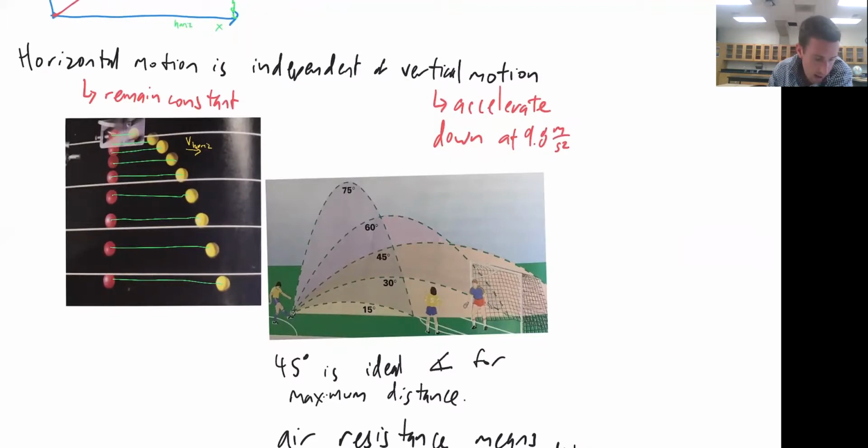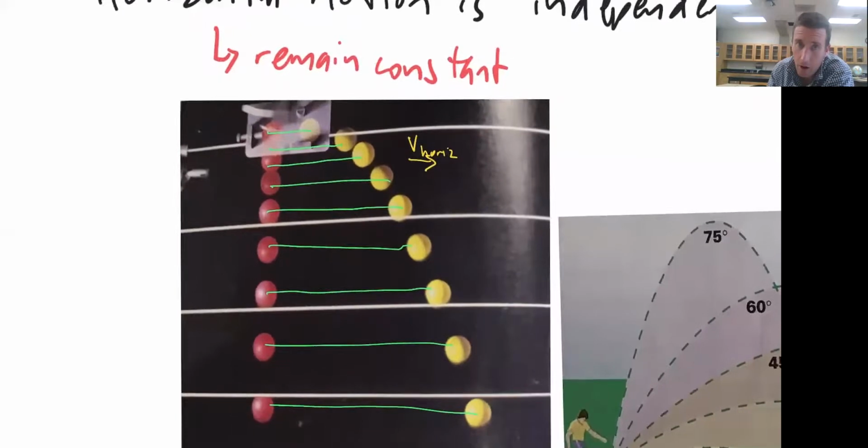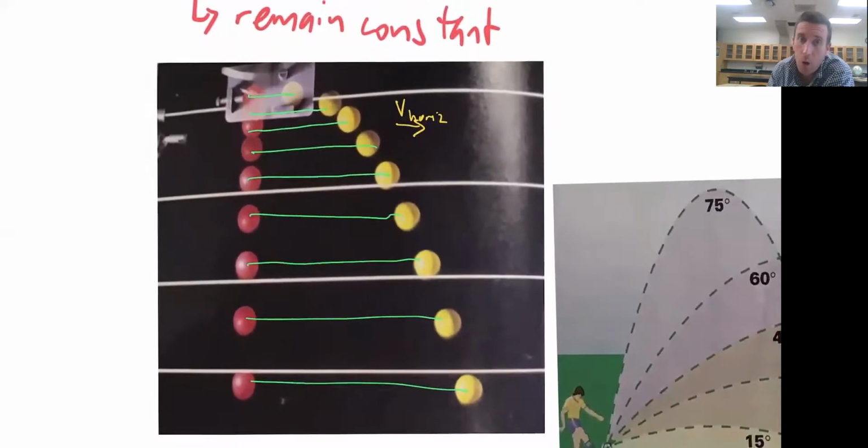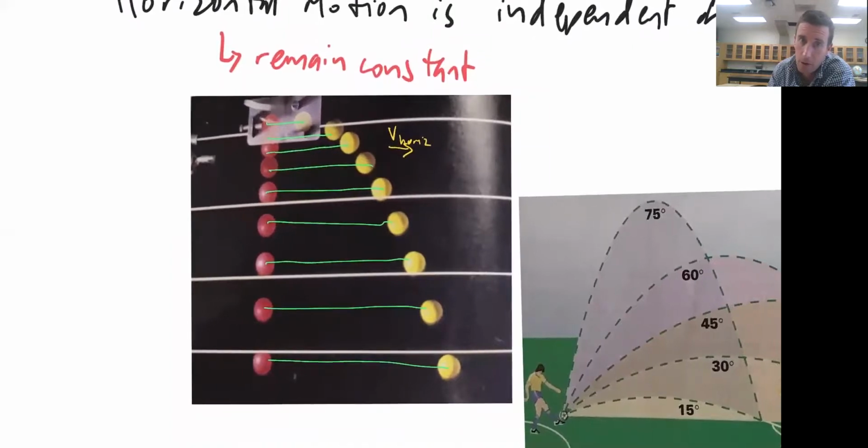So if I compare these two balls, the red ball is falling with no horizontal motion, right? It has 0 horizontal motion. And so the red ball goes from here to here to here to here to here to here, et cetera, right? It's just dropping all the way down. But there's no horizontal part. It's not moving side to side at all.